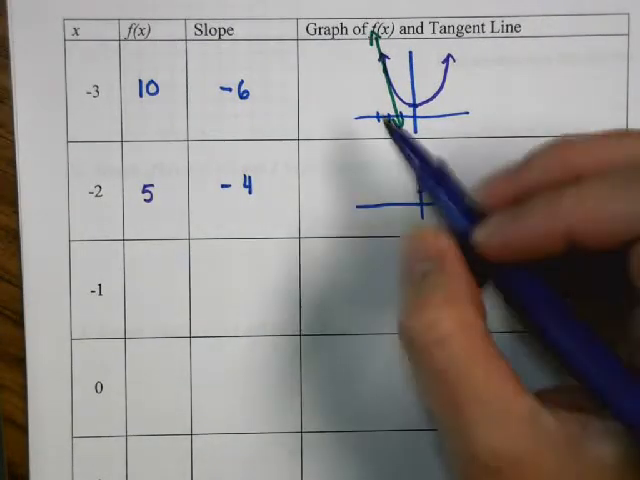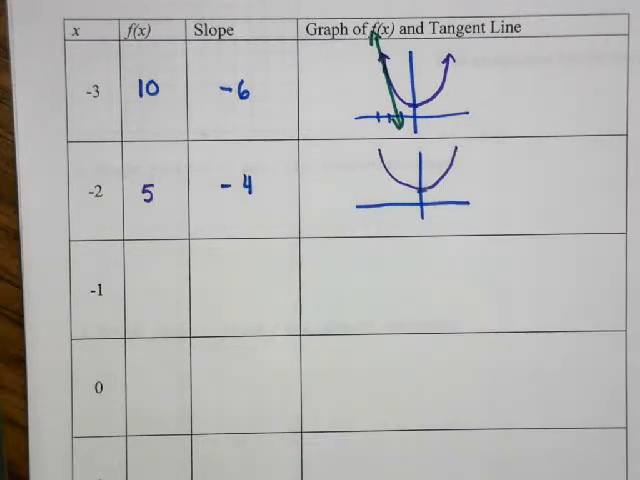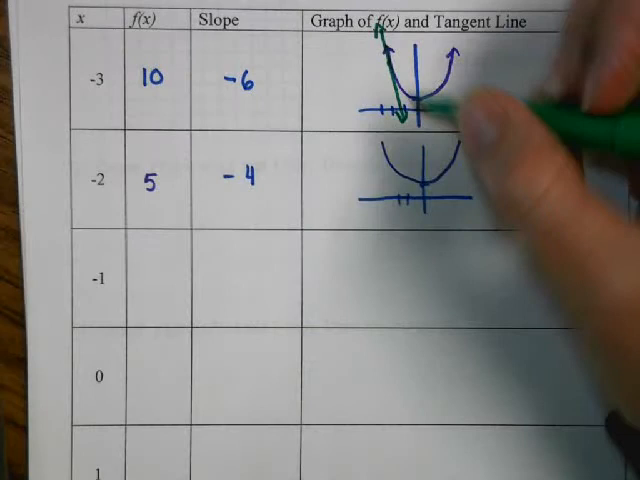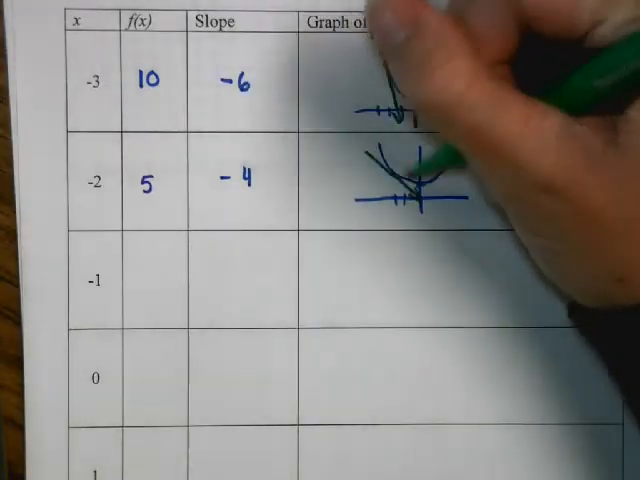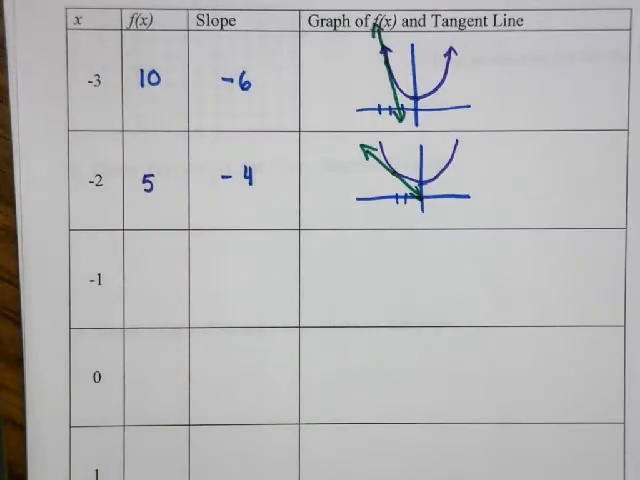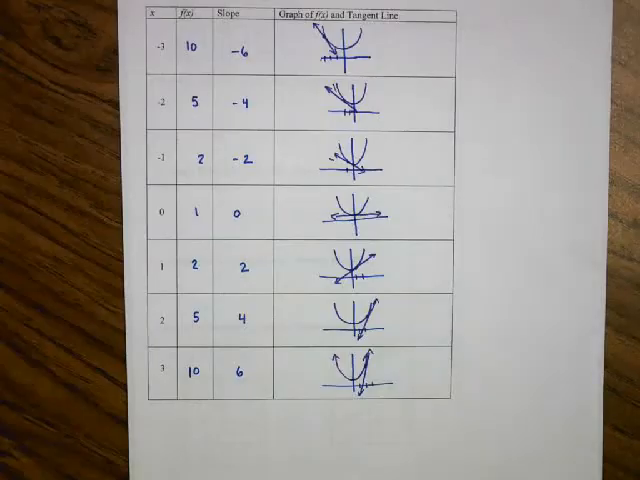And for my graph, parabola, 1, 2, tangent line. Okay, so we're going to fill out the rest of the table like that. So here's the whole table filled out. So hopefully you went through and did this, or you can copy it down.